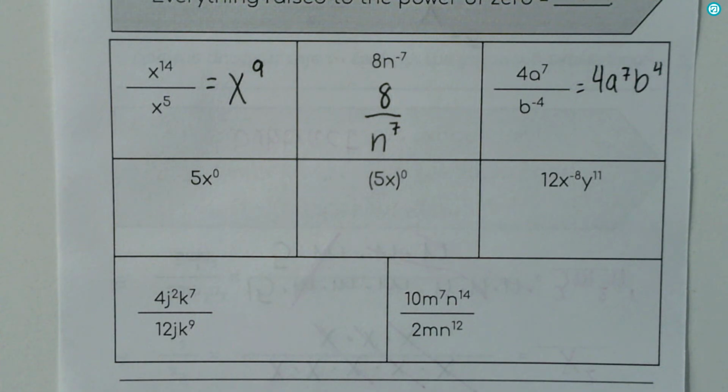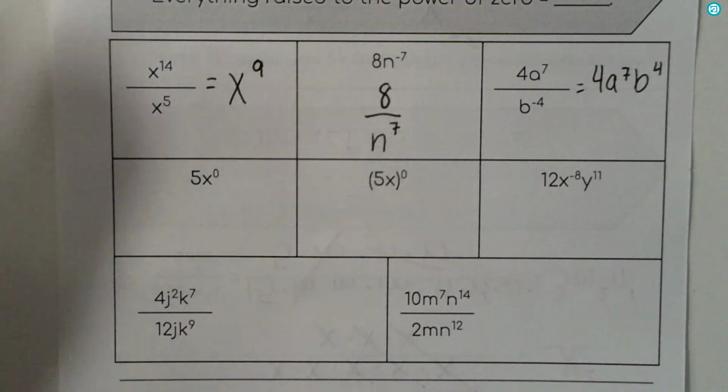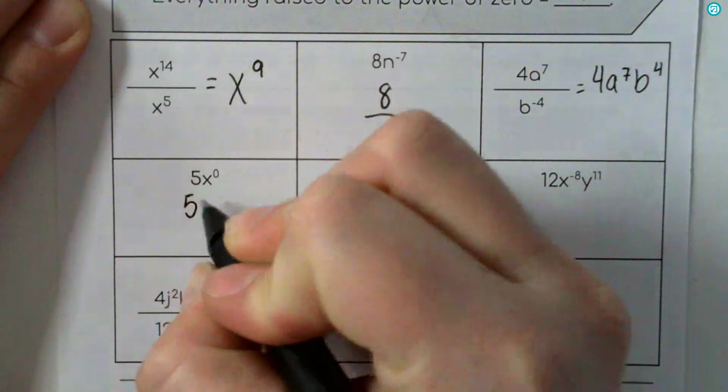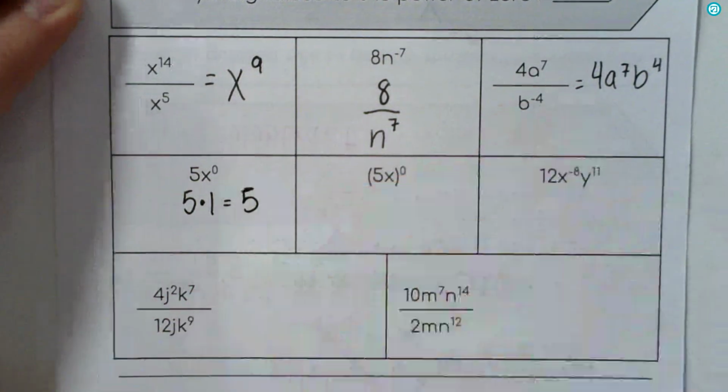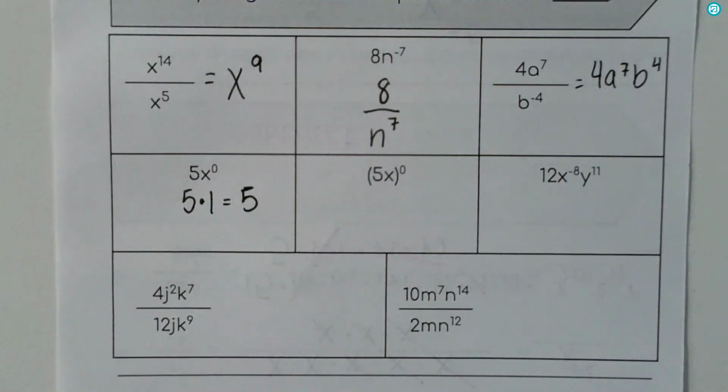Next one. We have 5x to the 0th. Anything to the power of 0 equals 1. So on this problem, x to the 0 equals 1, but 5 is still 5. So this would be 5 times 1, which we can multiply together, which would be 5. So my answer to that problem is going to be 5.